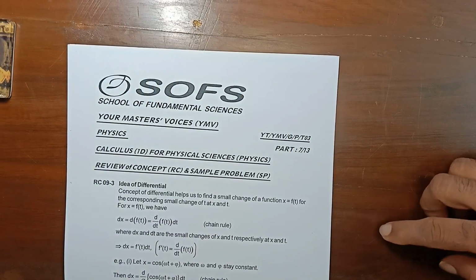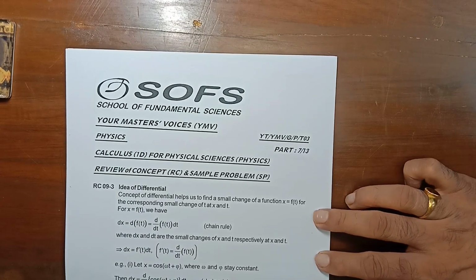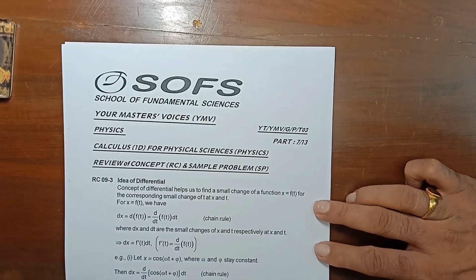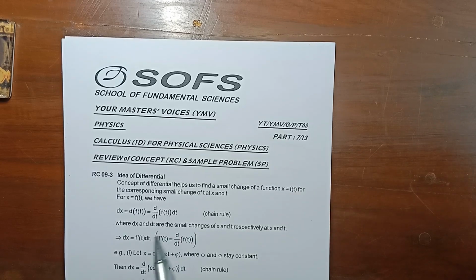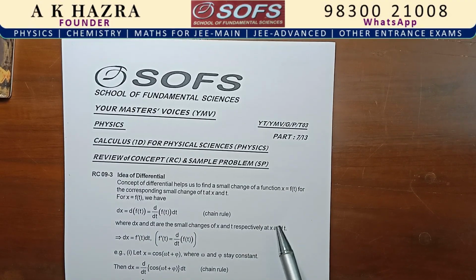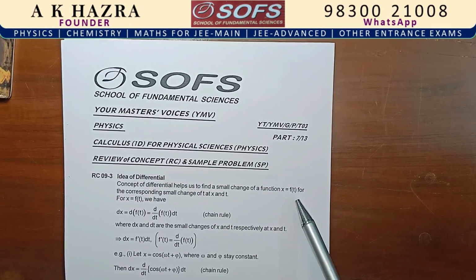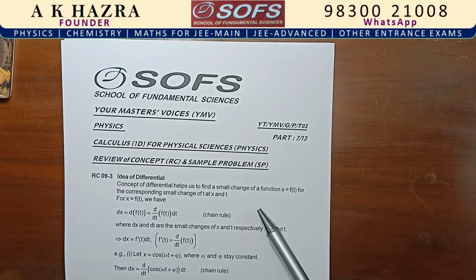Now, the last part of applied differential calculus is called the idea of differential. It is also a very useful concept. Let us see. If we have a function x as a function of t, then with the help of the idea of differential we can find the small change of x for the corresponding small change of t, at the moment of time t.